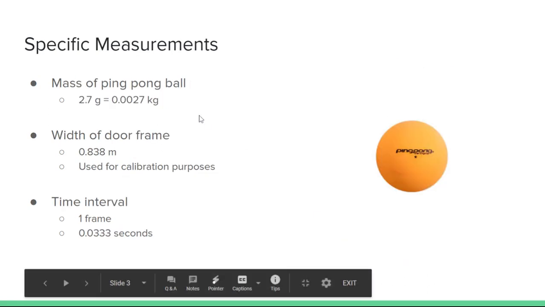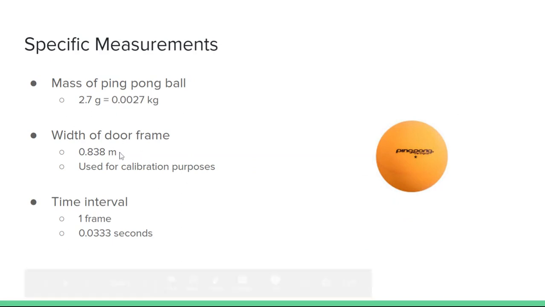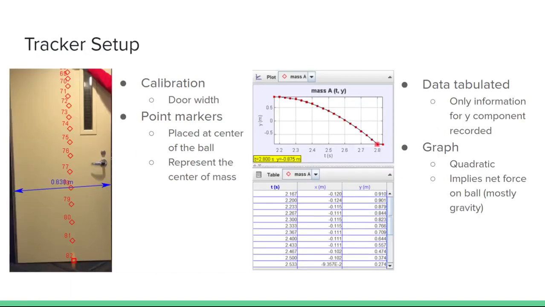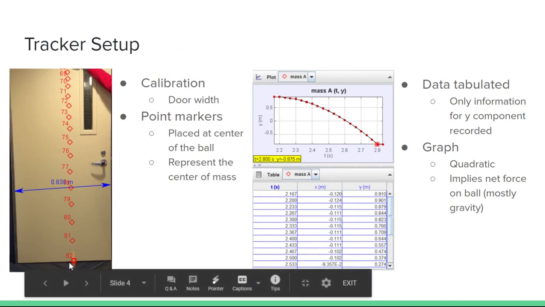For the specific measurements, the ping pong ball is 2.7 grams or 0.0027 kilograms. The door frame I used for calibration is 0.838 meters, and each time interval was 1 frame or 0.0333 repeating seconds. As you can see here, I have a tracker set up where I use the door frame as calibration and mark the individual points of the center mass of the ball at each frame.